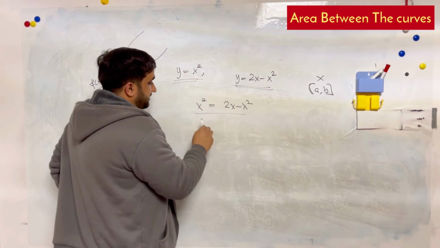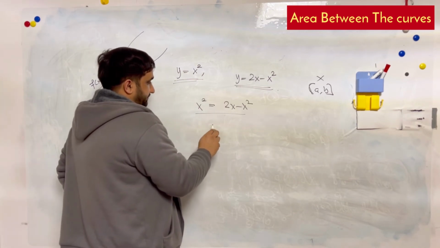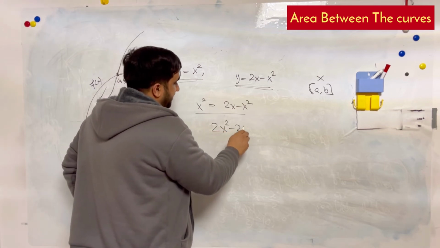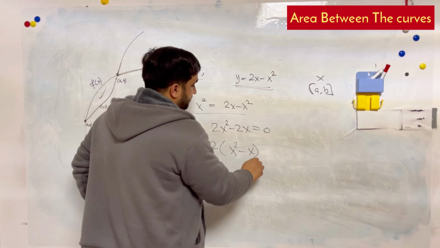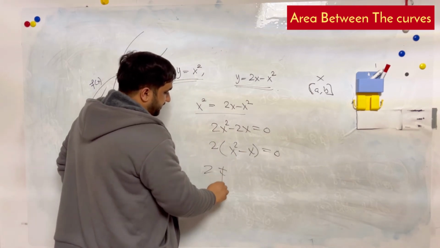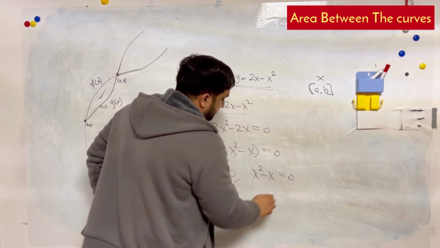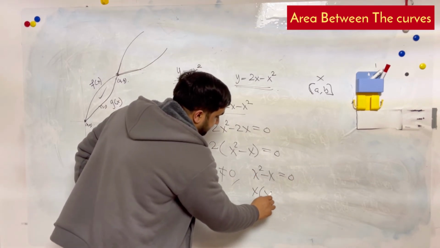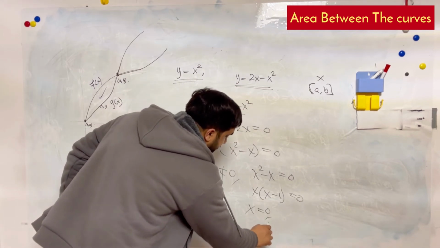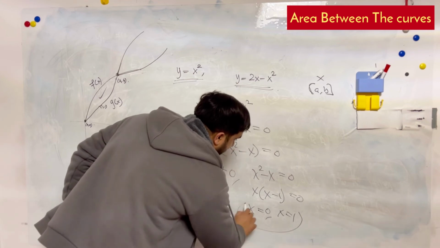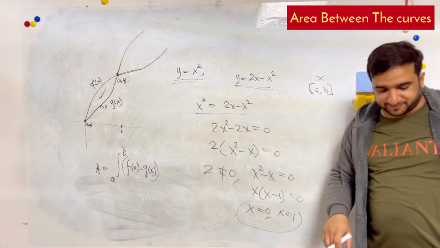Now, when you calculate this whole equation, this is 2x square minus 2x equals 0. 2 is common, so x square minus x equals 0. I know that 2 is not equal to 0. It means this factor x square minus x is equal to 0. And you can take x common, so x times x minus 1 is equal to 0. It means either x is equal to 0 or x is equal to 1. So, what does this mean?